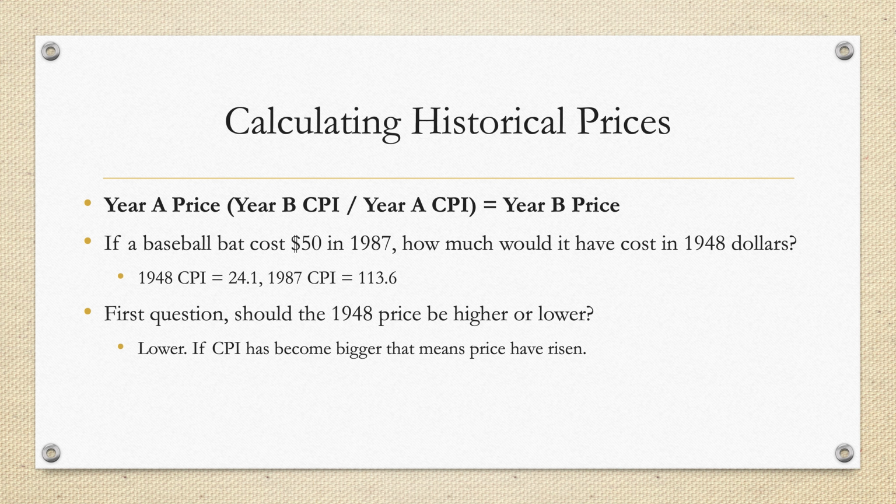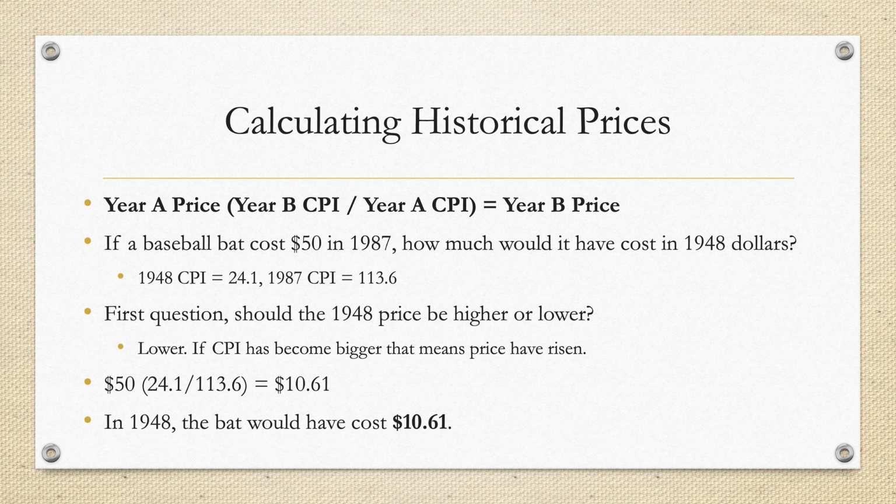And so if you do your calculations here and you get an answer that's greater than $50 for this question, you did something wrong. The answer you get, because we're going back in time here, should be less than $50. So if you plug everything in, you get this: 50 times 24.1, that's the year B CPI, over 113.6, that's the year A CPI, that corresponds with the $50 there. If you do that math, it's going to give you $10.61. And always round to the nearest cent, the nearest hundredth, because we're dealing with dollars and cents here. And so $10.61 would be the price of this bat in 1948, and that's lower than 50, so you know you got it right. So that's how you calculate historical prices.